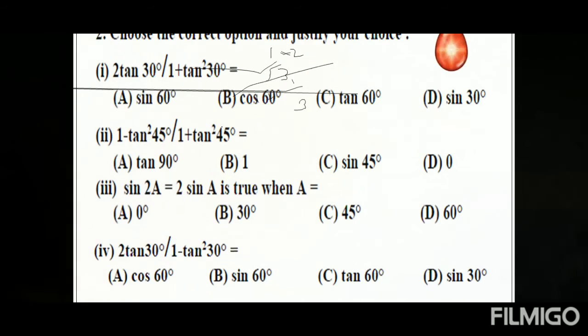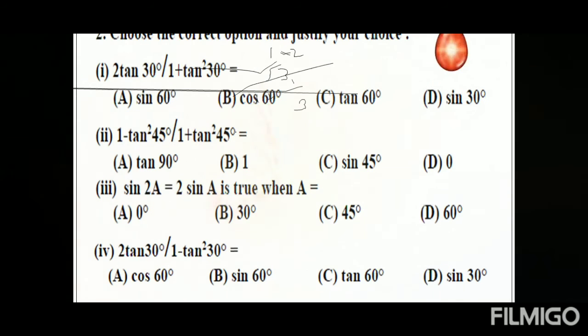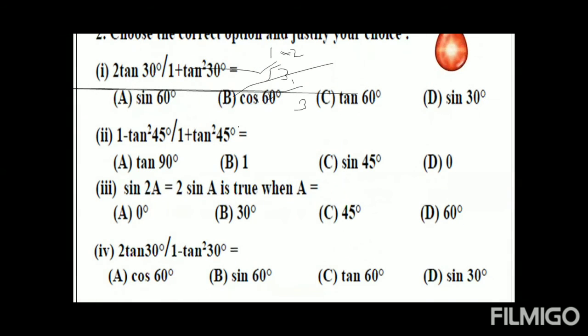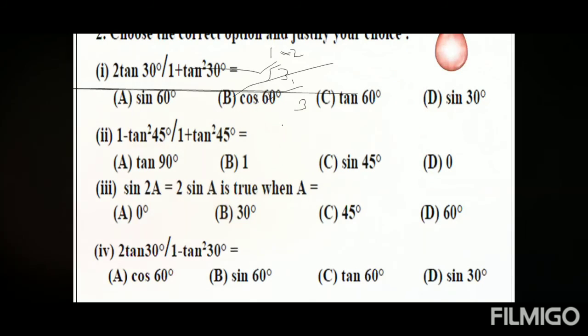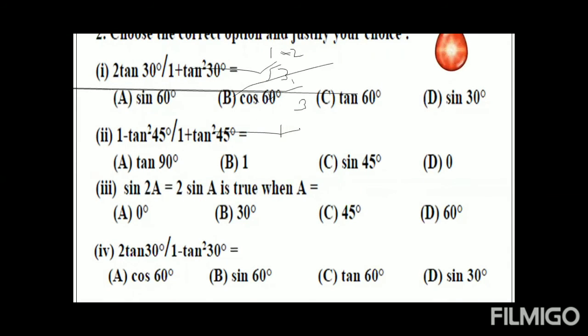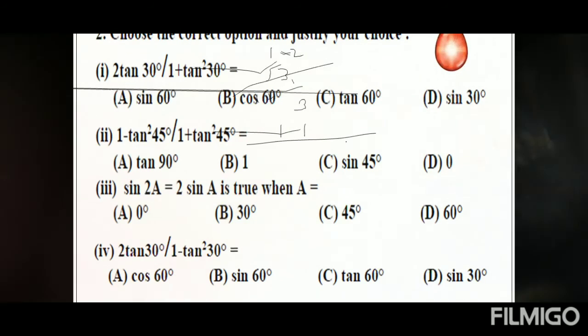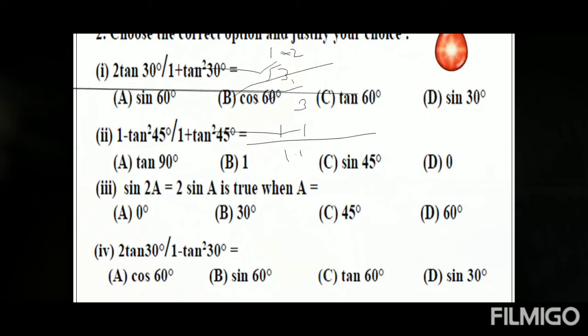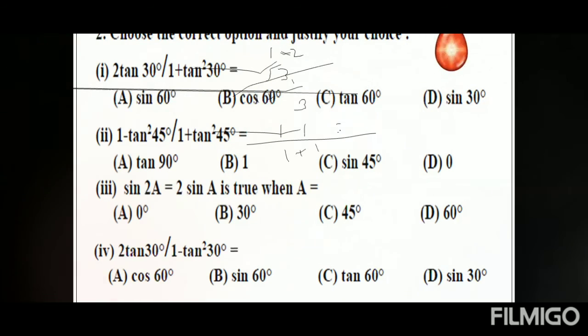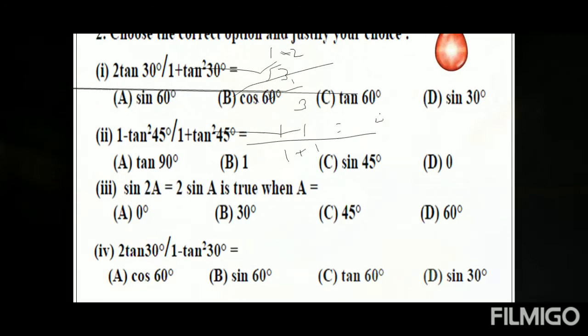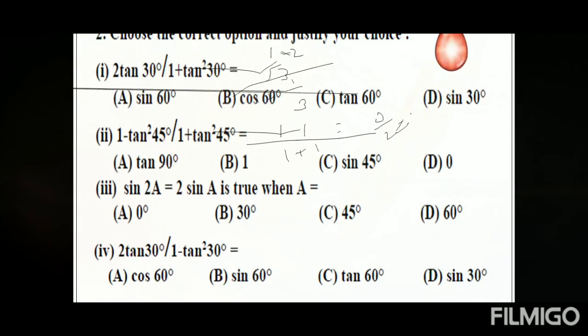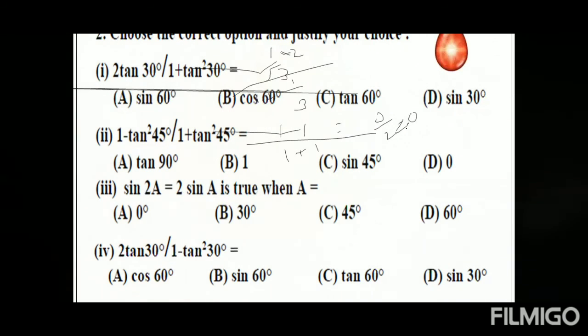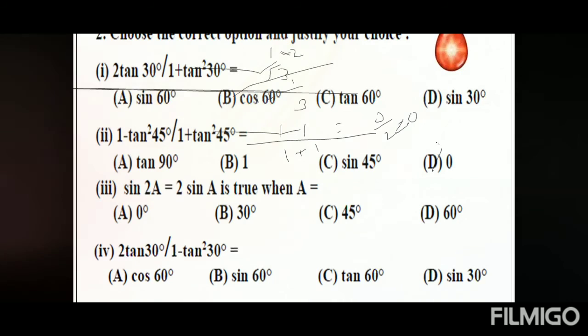1 minus tan square 45 by 1 plus tan square 45 equals what? So let's see what is tan 45. Tan 45 is 1. So 1 minus 1 by 1 plus 1 equals 0 by 2. That equals 0. And the answer will be 0.